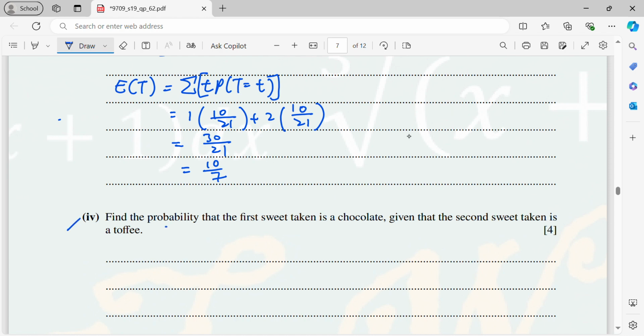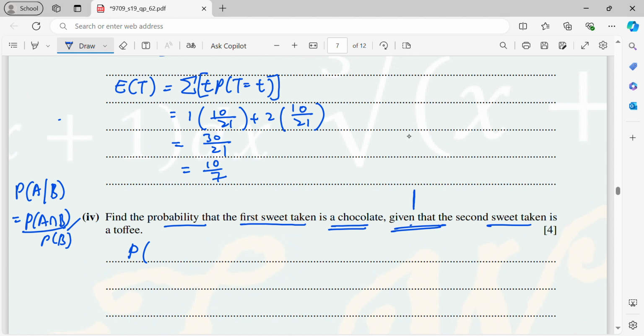Now, part 4, find the probability that the first sweet taken is chocolate, given that the second sweet taken is a toffee. That is the conditional probability, P(A given B), B is the condition. The slash is given that. This is P(A intersect B) over P(B). So here I will write P of first sweet chocolate, given that the second sweet is toffee, T2. So use this formula, conditional probability, that is P(C1 intersect T2) over P(T2).